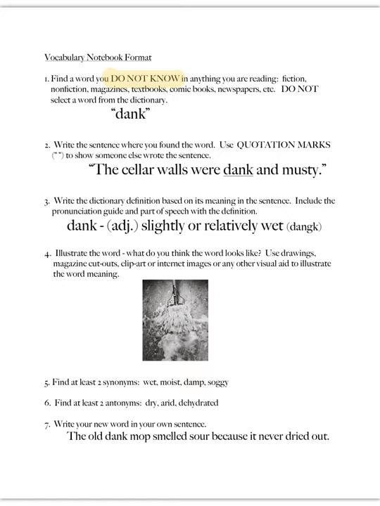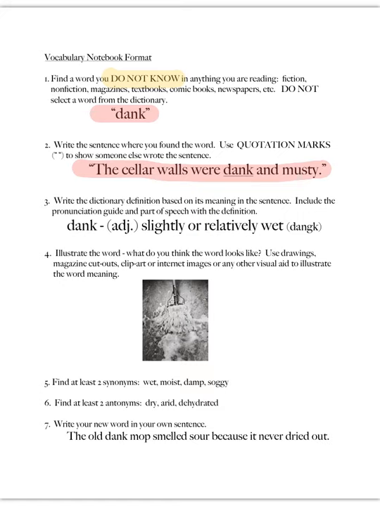So for a sample, we're going to be looking at the word dank. So everything that's in large print and in bold is our sample. So number 2, you're going to write the sentence where you found the word, and you're going to use quotation marks around the sentence to show that it was found in text. So the sentence where we found dank was "the cellar walls were dank and musty." I can think about what that might mean. It might mean stinky, it might mean dark, it could mean a lot of different things, but this sentence really doesn't give enough information. So because it doesn't, we're going to go on to number 3.